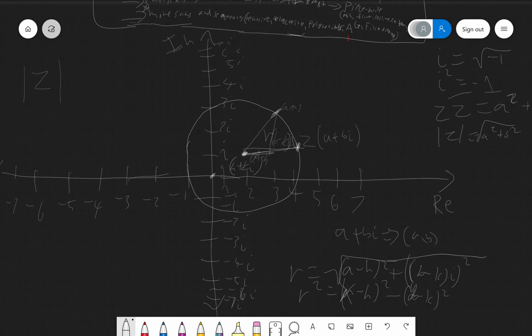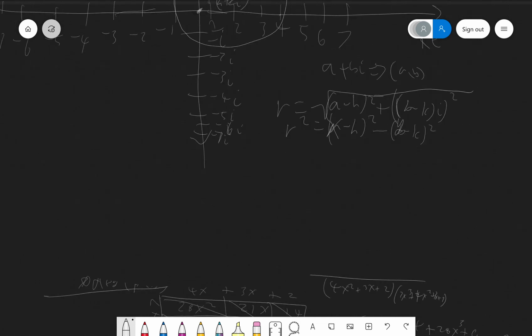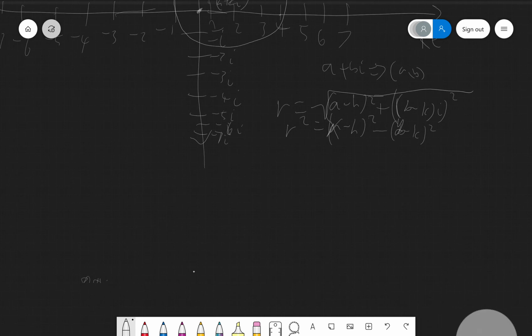Now we can also actually simplify this even more. We can say that r squared equals x minus h whole squared. Oh, sorry, no. Sorry.